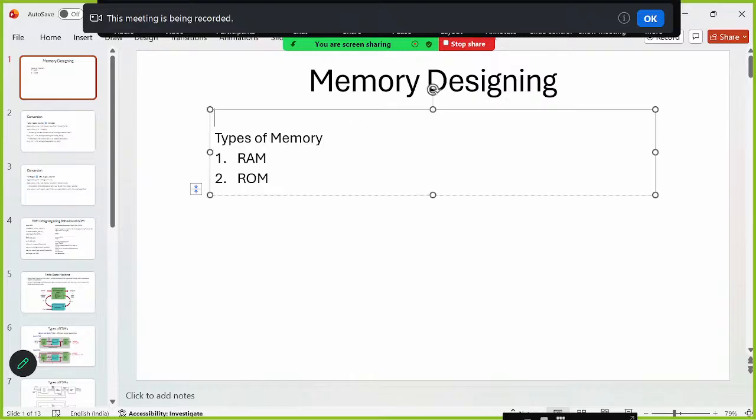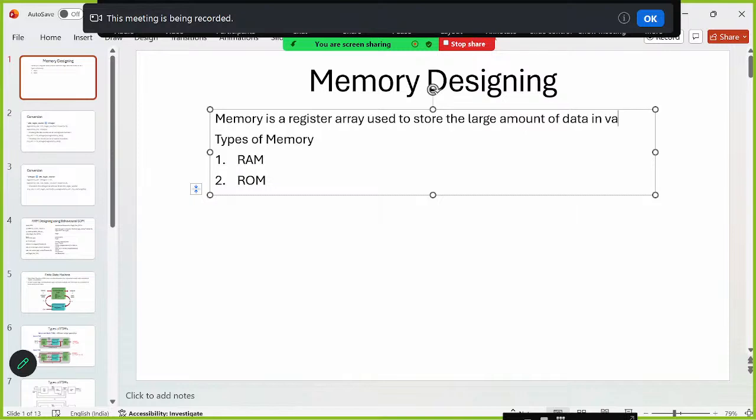So, in short, what is a memory basically? Memory is nothing but a register array used to store a large amount of data in various electronic systems.